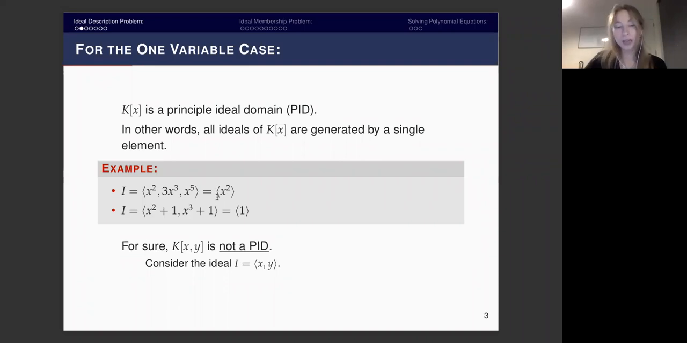But when we consider the situation where we have more than one variable, for example, choose 2, we deduce that K[x,y] is not a PID. And to show this, we can just consider the ideal I generated by the polynomials x and y. And one can easily show that this ideal cannot be generated by a single polynomial.